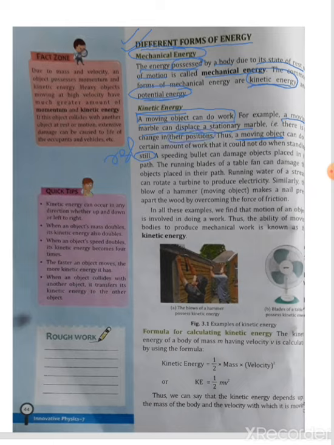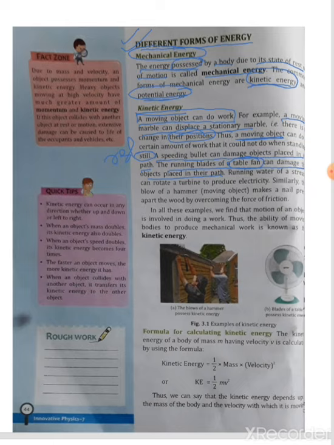So a moving object can do work, which means it is changing its position. Similarly, a speeding bullet can damage objects placed in its path. The running blades of a table fan can damage an object placed in its path, isn't it? If you place your fingers in the blades of a fan, what will happen? The blades of the fan will cut your fingers, isn't it? It will damage your fingers. Are you getting my point? So they possess energy. Whenever you see that an object is moving, it possesses energy.